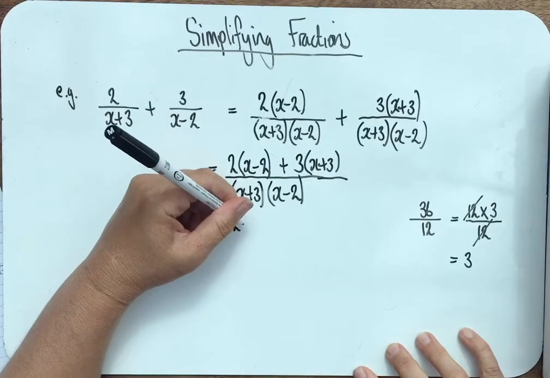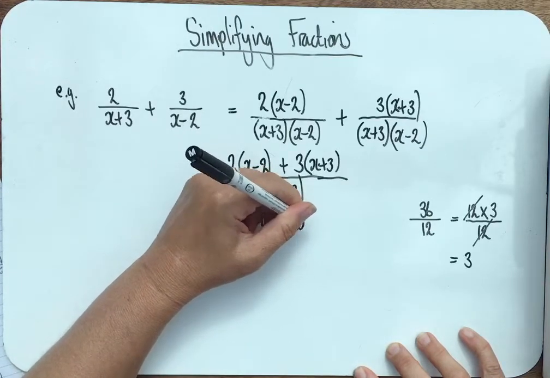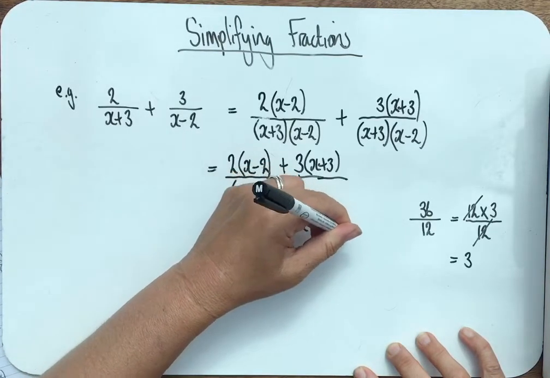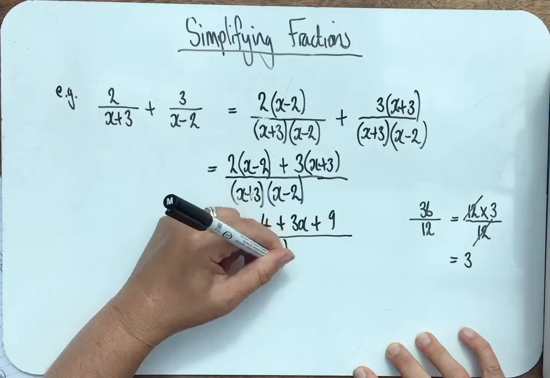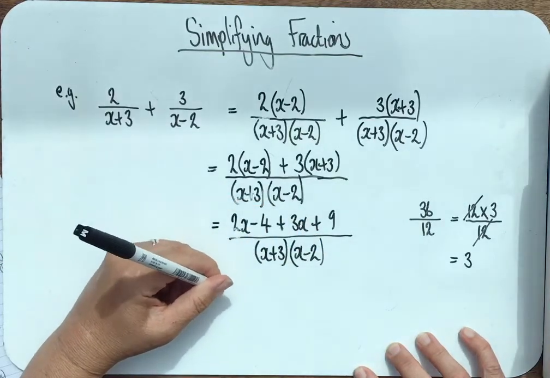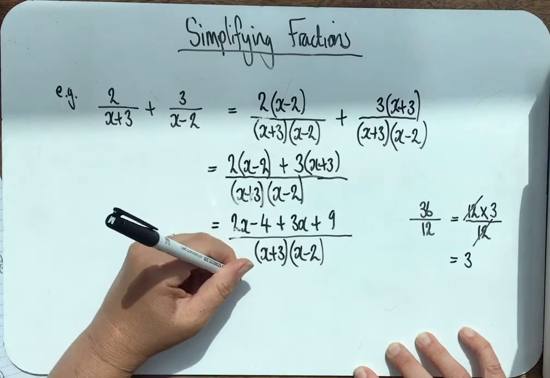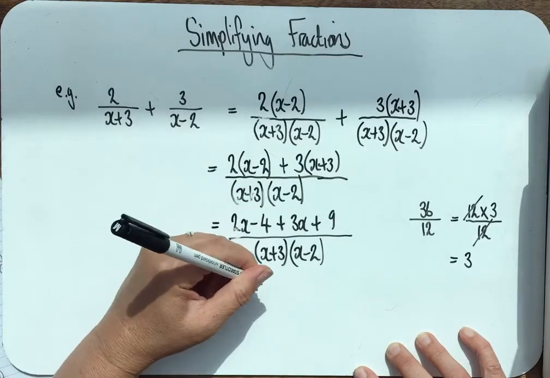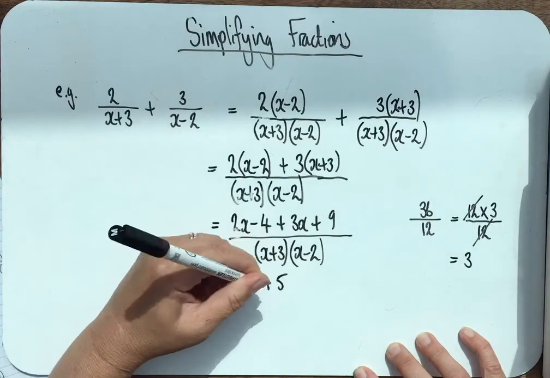Sorting out the top, 2x minus 4 plus 3x plus 9 over x plus 3, x minus 2. You probably quite like doing this, they're quite algebraic. On top now I have 2x plus 3x, which is 5x. Minus 4 plus 9 is plus 5.